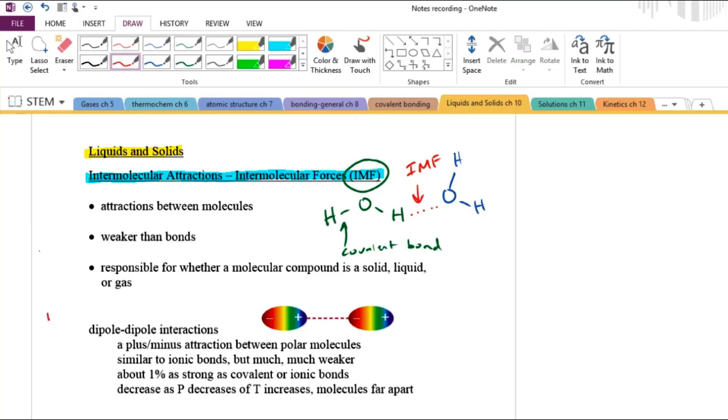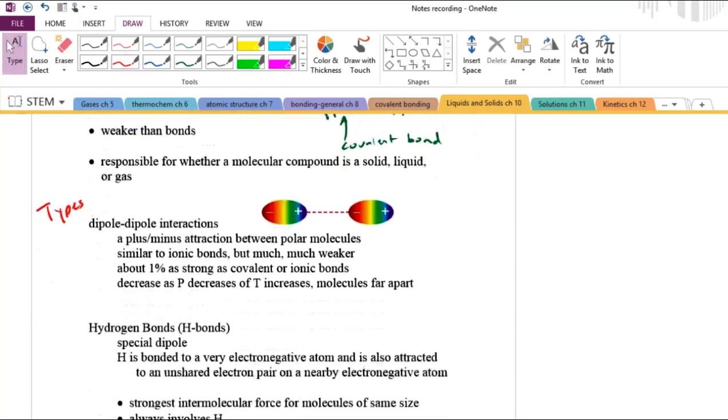So here are the types. We have dipole-dipole interactions, which is just simply, see the plus of this molecule attracted to the minus of that molecule. So it's the same concept as an ionic bond, but much, much, much weaker.